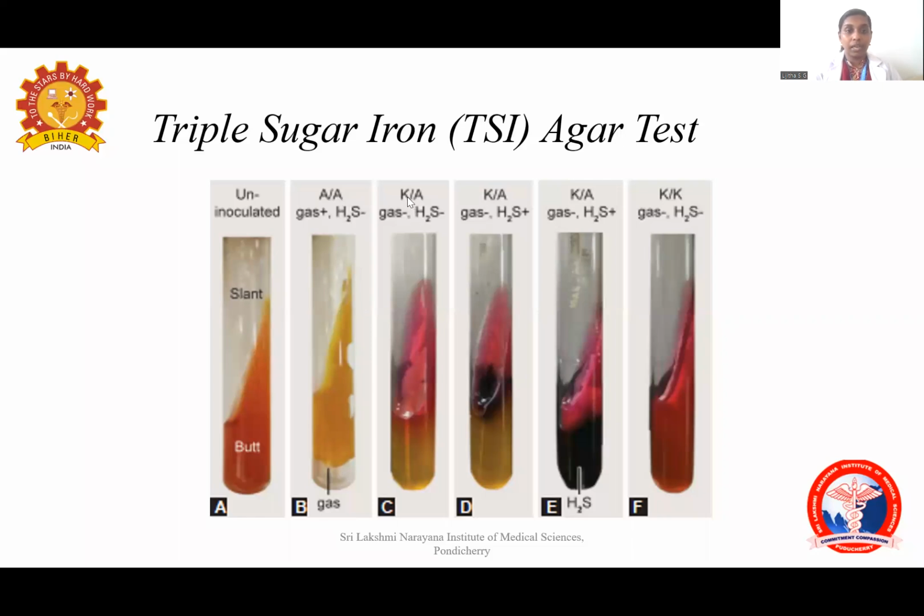So the next one is K by A. K by A means K is alkali, A is acid. So this indicates there is alkaline reaction in the slant, there is acidic reaction in the butt.